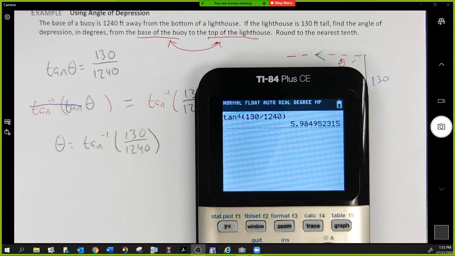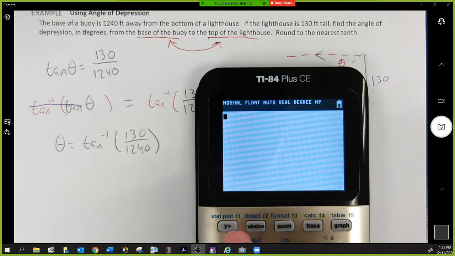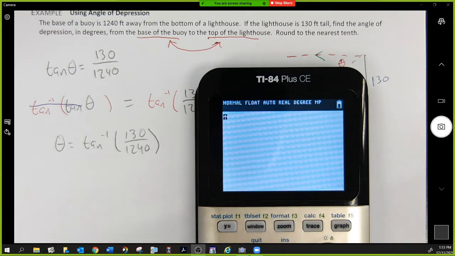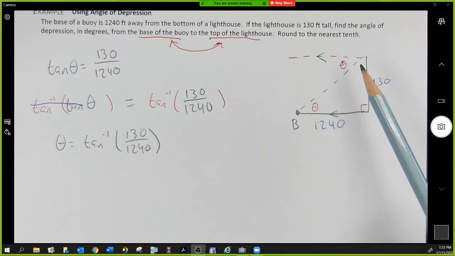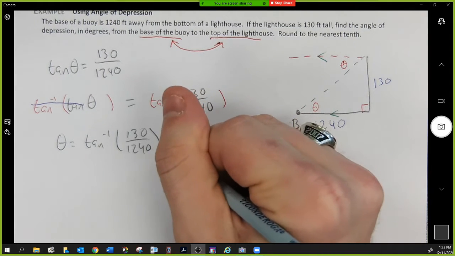So that 5.98 will actually round to 6 because the 8 bumps the 9 up to a 10. So that is roughly 6 degrees. Yeah, it's a small angle, but think about it. It's really far away. Picture not drawn to scale. It's really far away, so you don't have to look up very high. The closer you get to this lighthouse, obviously, the higher you'd have to look up, right?